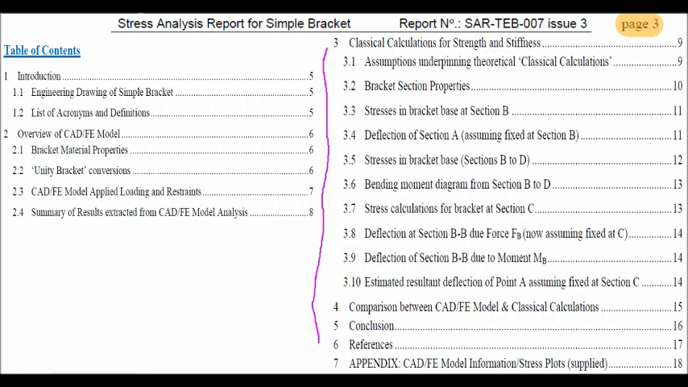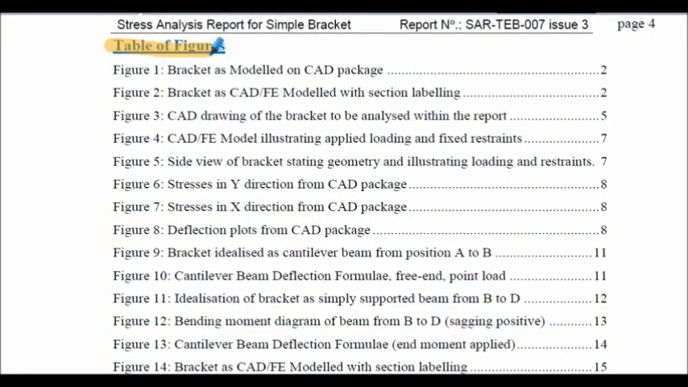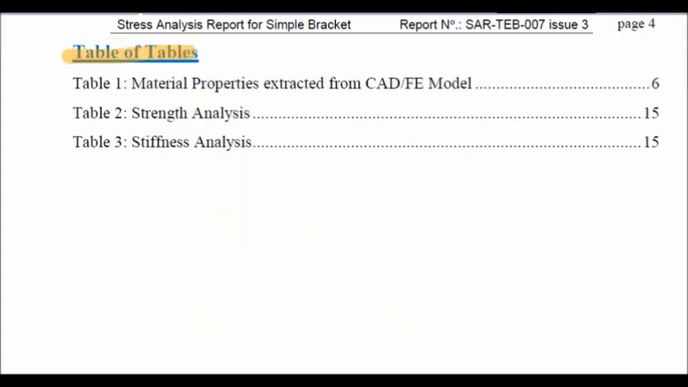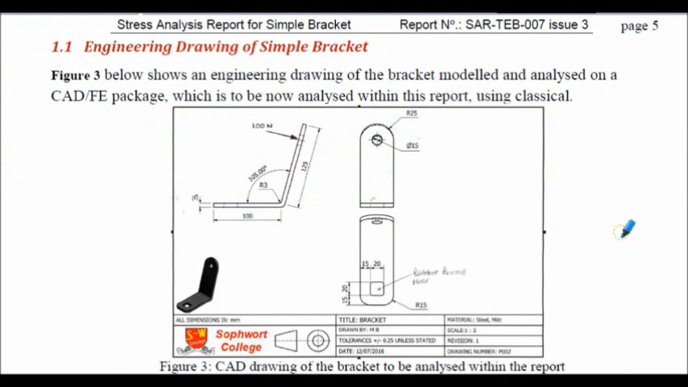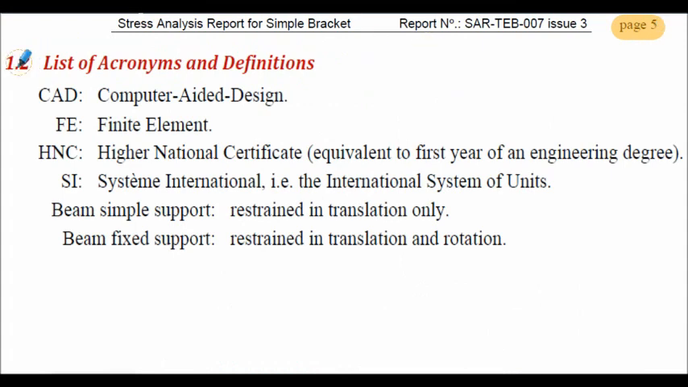Here's page 3 of the report, stating the full table of contents. Again, section numbers on the left-hand side, page numbers on the right-hand side. Table of figures. Table of tables. Here's the introduction, page 5 of the report. Here's the CAD drawing my colleague produced. Page 5 continued, subsection 1.2. Here's our list of acronyms and definitions. Acronyms shown here, definitions shown here.